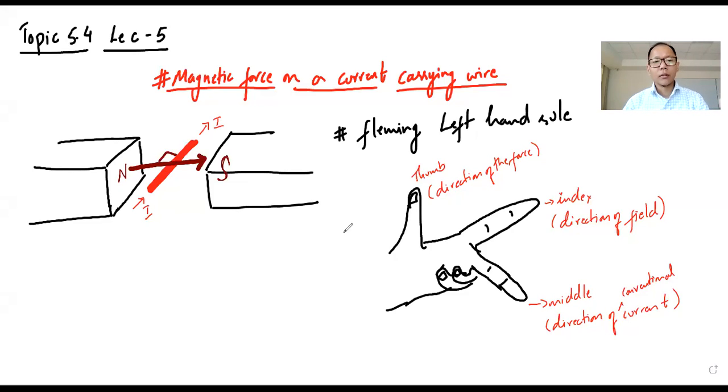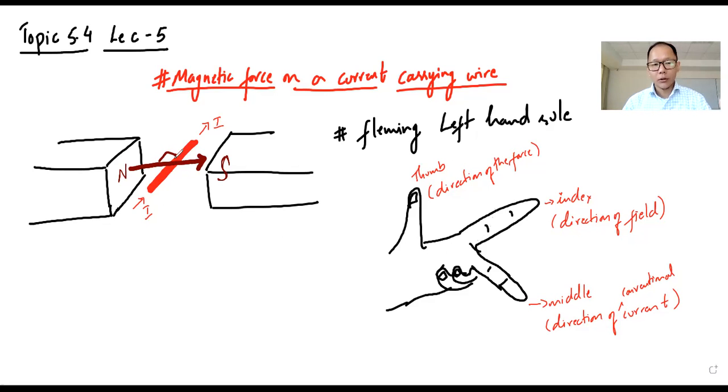Now, if you want to find in which direction the force acts on the wire, we can again take the help of Fleming's left-hand rule. In this Fleming's left-hand rule, it's still the same. The only difference here is that the middle finger now represents the direction of the conventional current. In conventional current, we assume that the positive charges flow in the circuit.